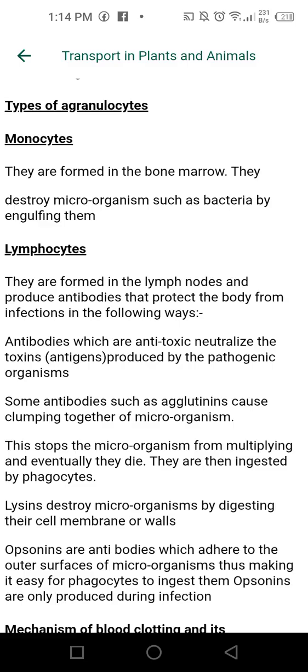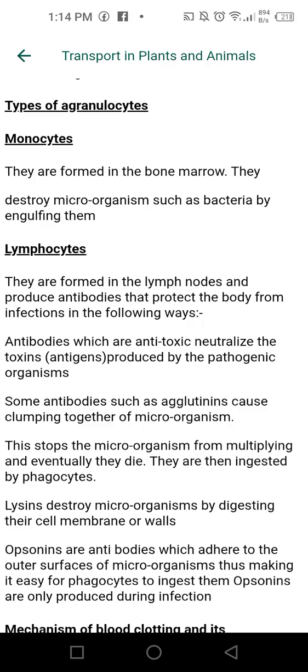They destroy microorganisms such as bacteria by engulfing them. Lymphocytes. They are formed in the lymph nodes and produce antibodies that protect the body from infections in the following ways. Antibodies which are antitoxins neutralize the toxins, antigens, produced by the pathogenic organisms.